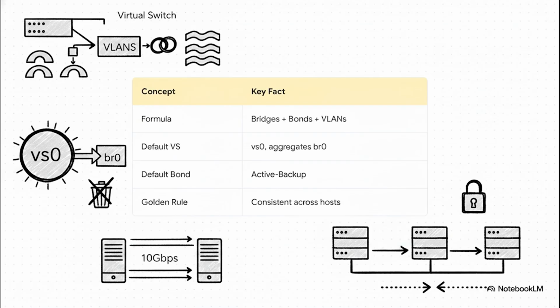First, the virtual switch formula. It's composed of bridges, bonds, and VLANs. Second, the default virtual switch is VS0. It aggregates BR0, and remember, it absolutely cannot be deleted. Third, the default bond mode right out of the box is active backup, which safely gives you a max of 10 gigabits of throughput per 10 gig adapter. And finally, the golden rule. A virtual switch must be perfectly consistent across all hosts in the cluster, otherwise your migrations will fundamentally fail.